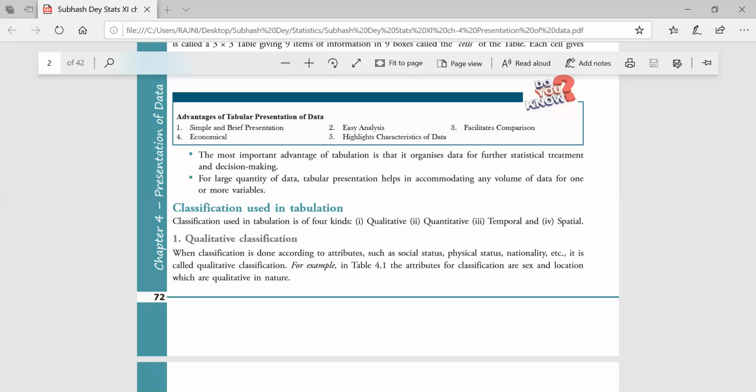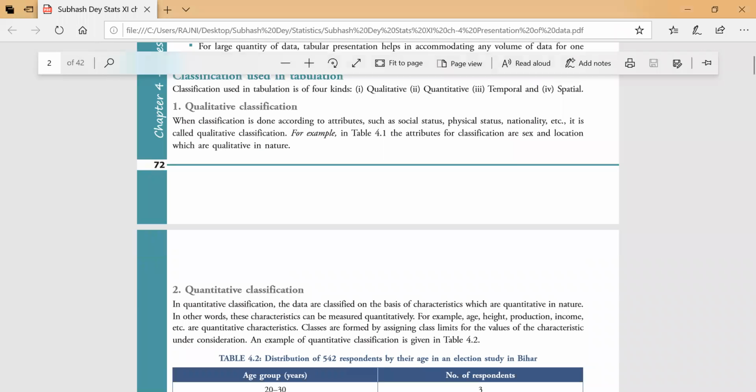Okay, we will discuss the first one, that is, the qualitative. As the name indicates, when you are classifying the data on the basis of the quality of that data, with qualities like social status, physical status, or the nationality of the people, it is known as qualitative classification.